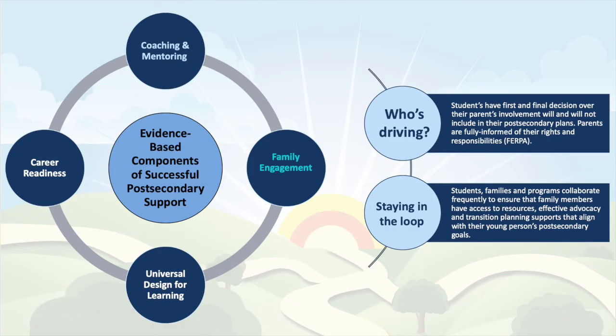At the post-secondary level, family engagement revolves around two major factors: who's driving and staying in the loop. Students should always have the first and final decision over what their parents' involvement will and will not include in their post-secondary plans, and in turn, parents need to be fully informed of their rights and responsibilities under FERPA. Students, families, and programs should collaborate frequently to ensure that family members have access to resources, effective advocacy, and transition planning supports that align with their young person's post-secondary goals.